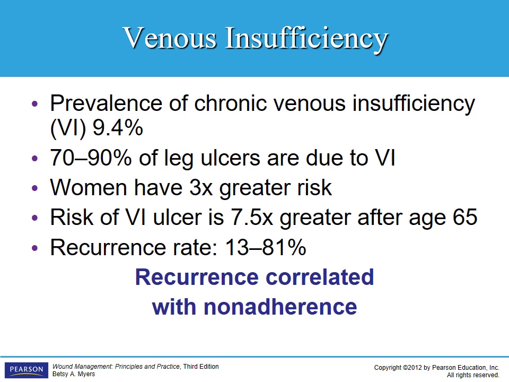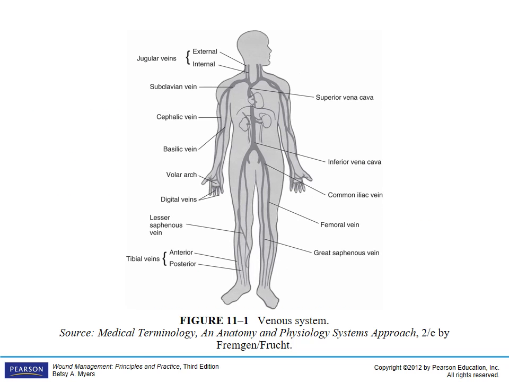The recurrence rate is 13 to 81%, and that is directly correlated with non-adherence. We've already talked about the treatment for this, which is compression. So if they heal up and you order compression stockings for them, if they do not wear them, they will have another ulcer. The reason the recurrence rate is so high is that there is a large non-adherence with wearing compression garments.